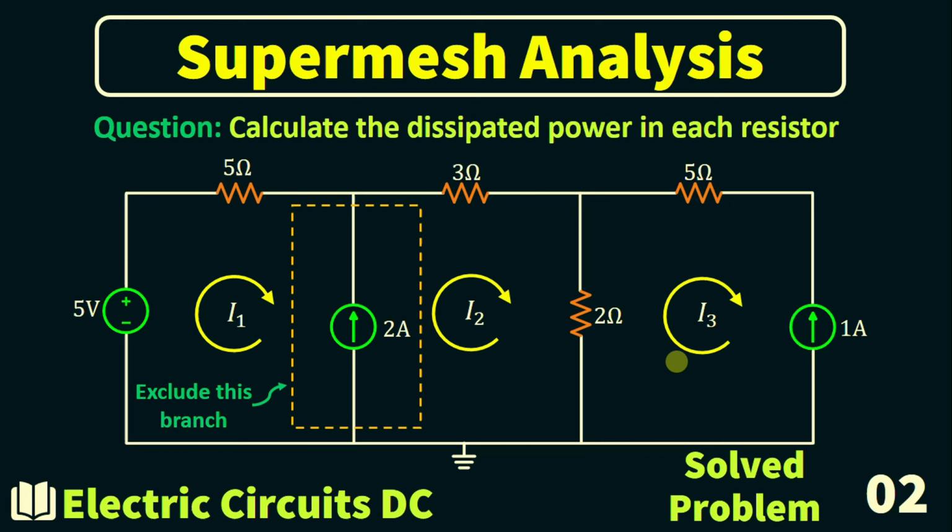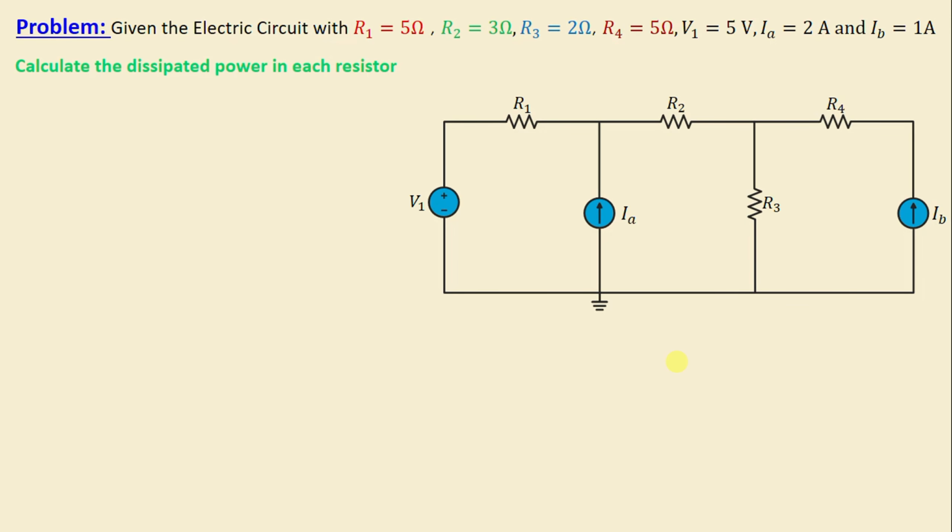Solve the problem number 2. Let's consider this network consisting of 4 resistors labeled R1 through R4, as well as one voltage source V1 and 2 current sources IA and IB. The question now is to calculate the dissipated power in each resistor. Let's move on to the solution.